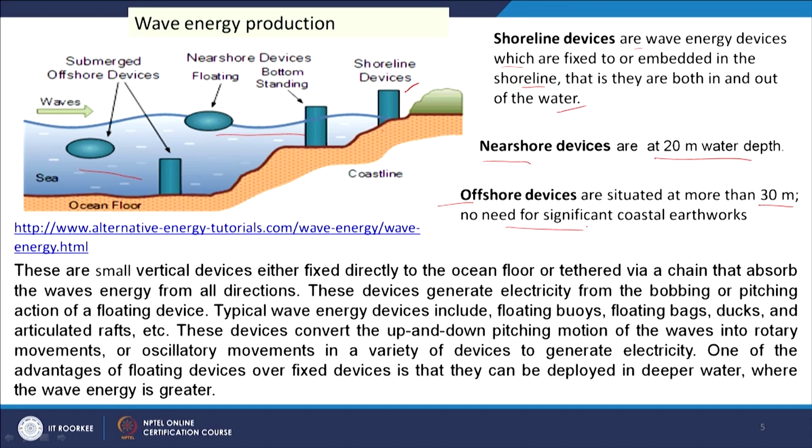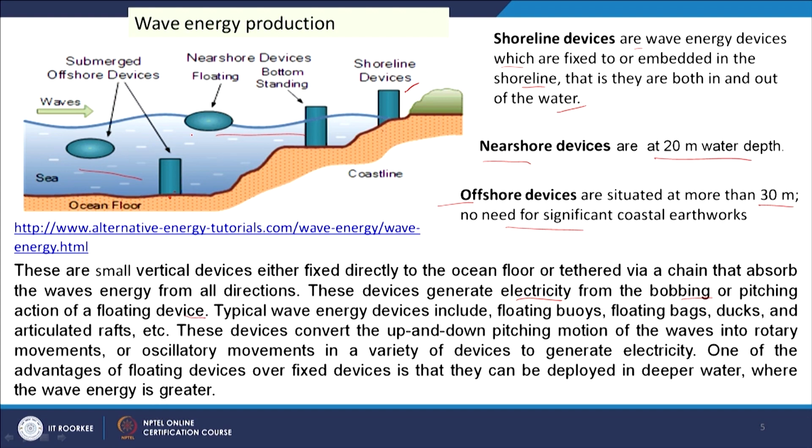So, here we have the ocean floor, and another type is floating, or another may be a fixed type. These are small vertical devices either fixed directly to the ocean floor or tethered via a chain that absorb the wave energy from all directions. These devices generate electricity from the bobbing and pitching action of the floating device, which goes up and down.